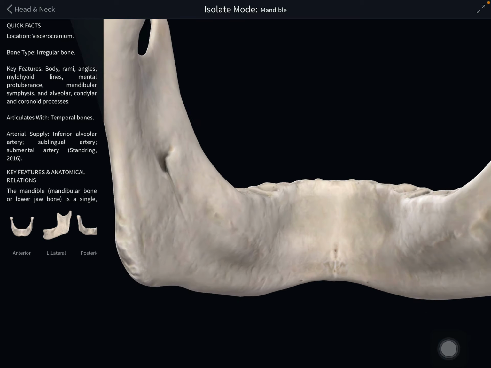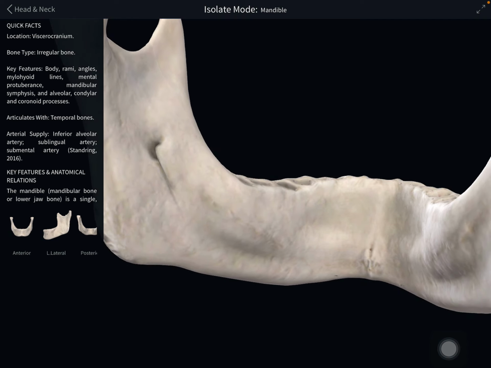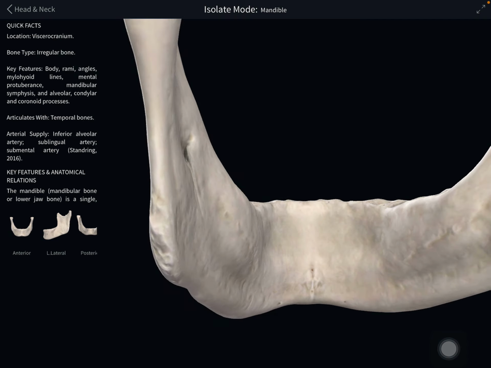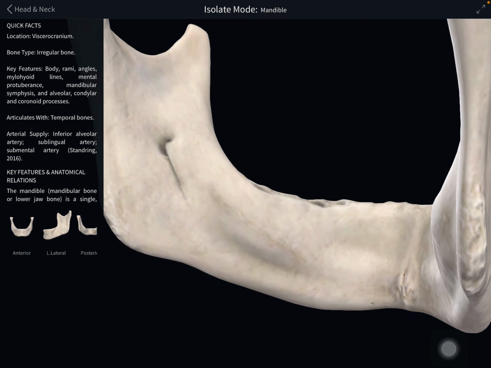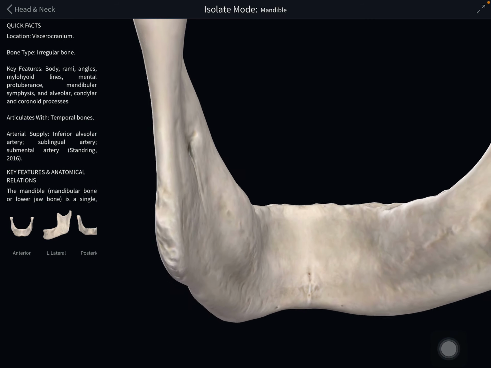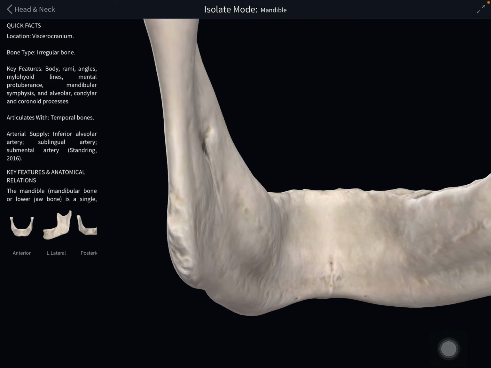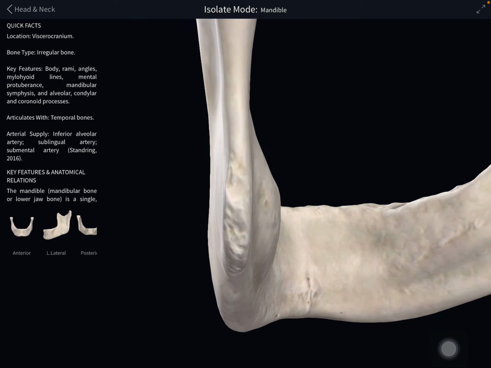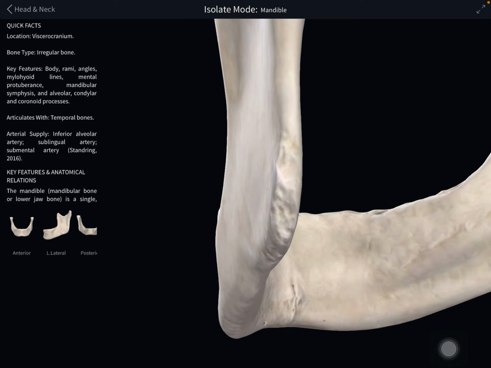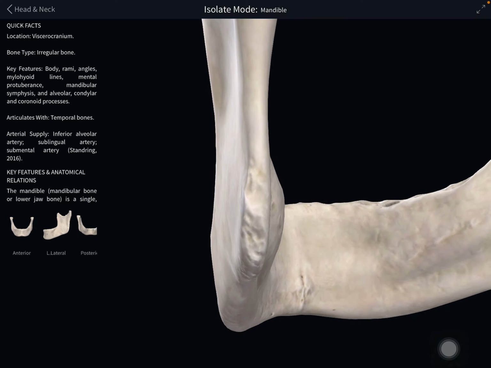So you should know the difference between the mylohyoid line and the mylohyoid groove. The mylohyoid groove is in the ramus and the mylohyoid line is in the body. Above the anterior one-third of the mylohyoid line is a shallow depression. That is the sublingual fossa.